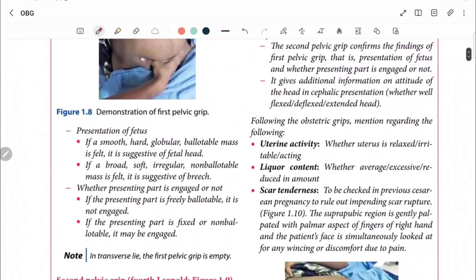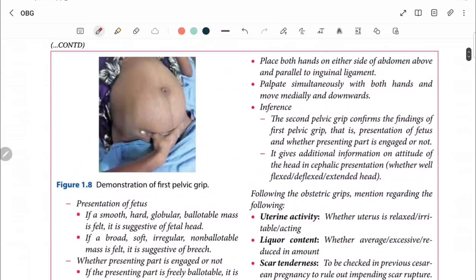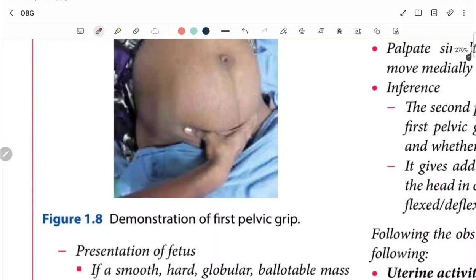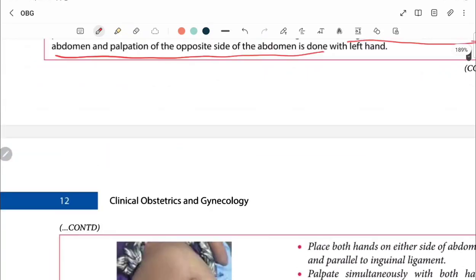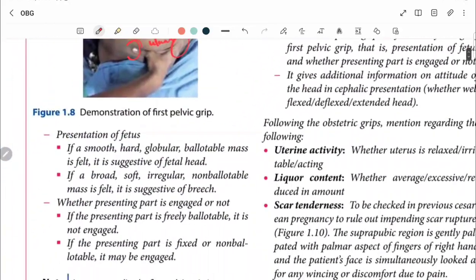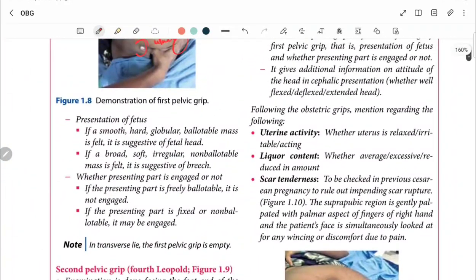Now, demonstration of the first pelvic grip. So using the ulnar border of your right hand with the thumb and the rest of the fingers in between, you are going to palpate. Okay, so what will be your inference?